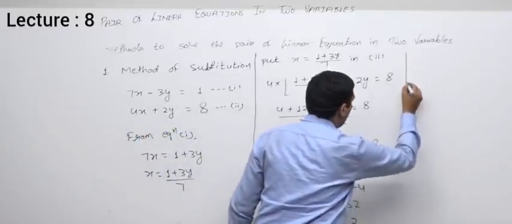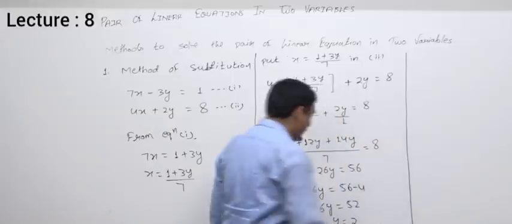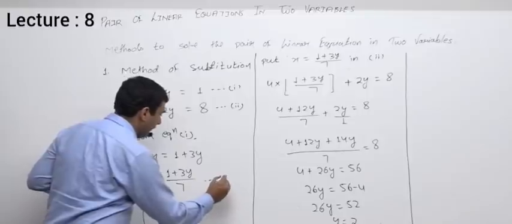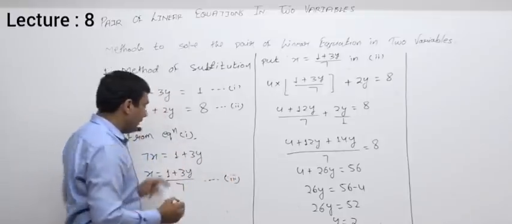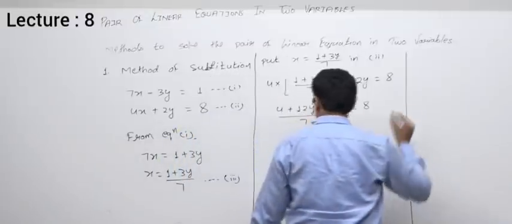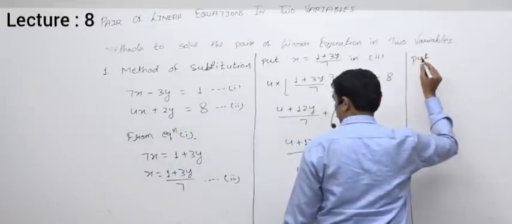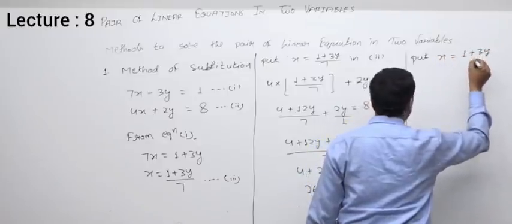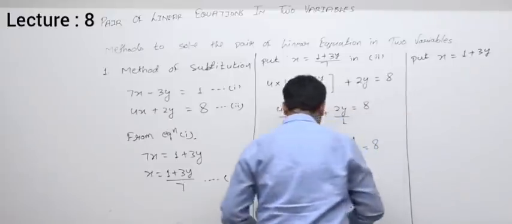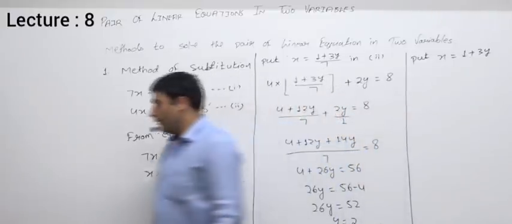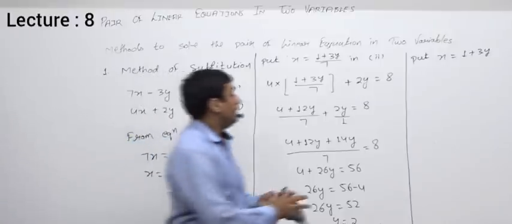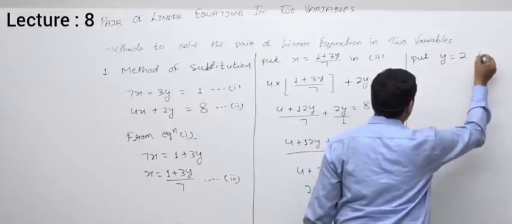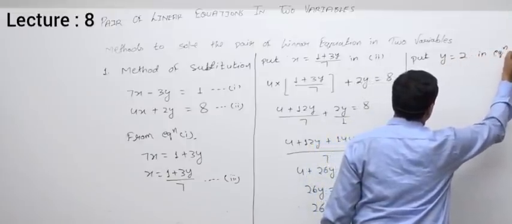Now to get the value of x, I have to put this value of y in equation 1 or in equation 2, or if I consider this as equation 3, then in equation 3. So put x is equal to 1 plus 3y, put y is equal to 2 in equation number 3.